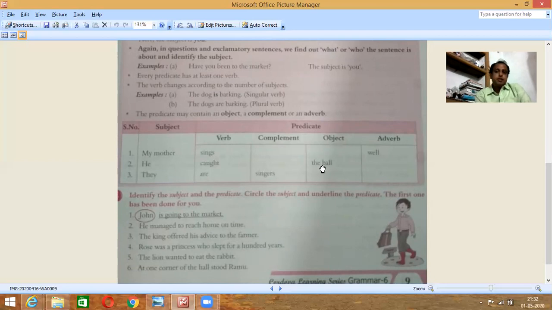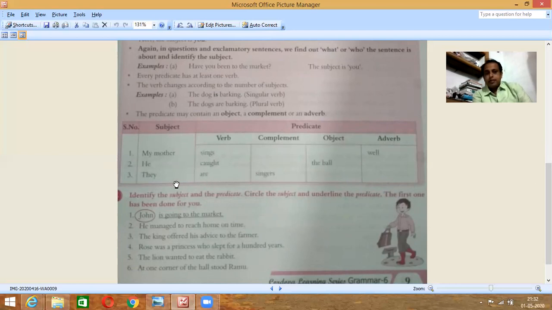I told you in your previous class how to find out an object. If you want to find out an object, you have to take the subject and the verb, then ask it with what and whom. If you get the answer, that will be the object. He caught the ball. Here, he caught what? Answer is the ball. So it will be the object. So in the predicate part there can be verb and object.